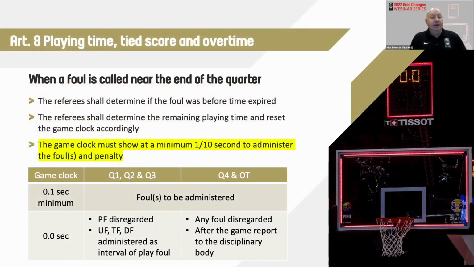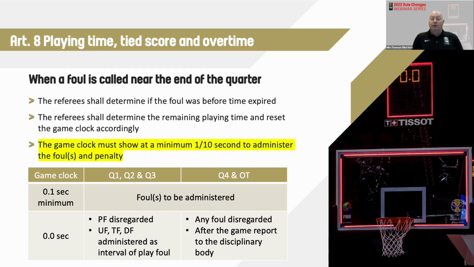Article 8, playing time, tied score, and overtime has been clarified. Once again, improved wording, and we're dealing now with a foul that is called near the end of a quarter. When a foul is called near the end of a quarter, the referee shall determine if the foul occurred before time expired. If the foul occurred before time expired, the referee shall determine the remaining playing time and reset the game clock accordingly. The game clock must show at minimum 1/10 of a second to administer the foul and any penalties associated with it.